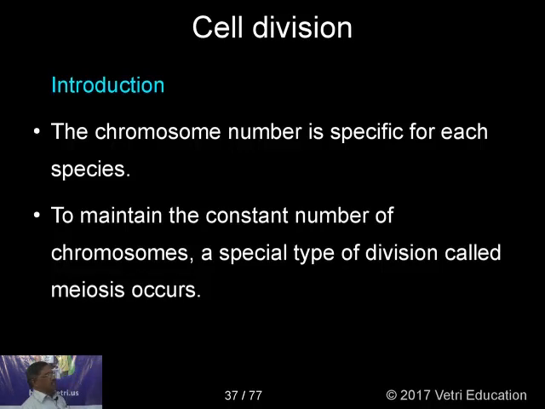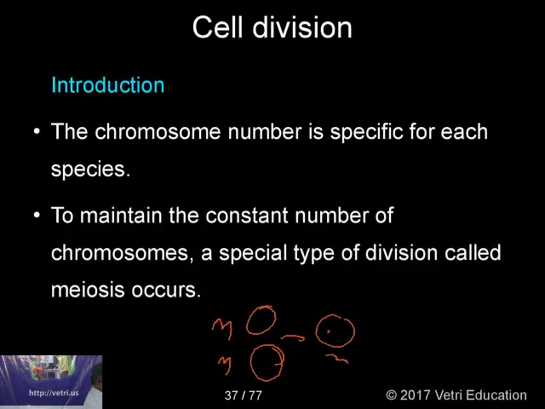The chromosome number is specific for each species. In each species, the number is fixed. To maintain the constant number of chromosomes, a special type of division called meiosis occurs. Here, two gametes join together, one male gamete having a haploid number and a female gamete having a haploid number, and the zygote has a diploid number.